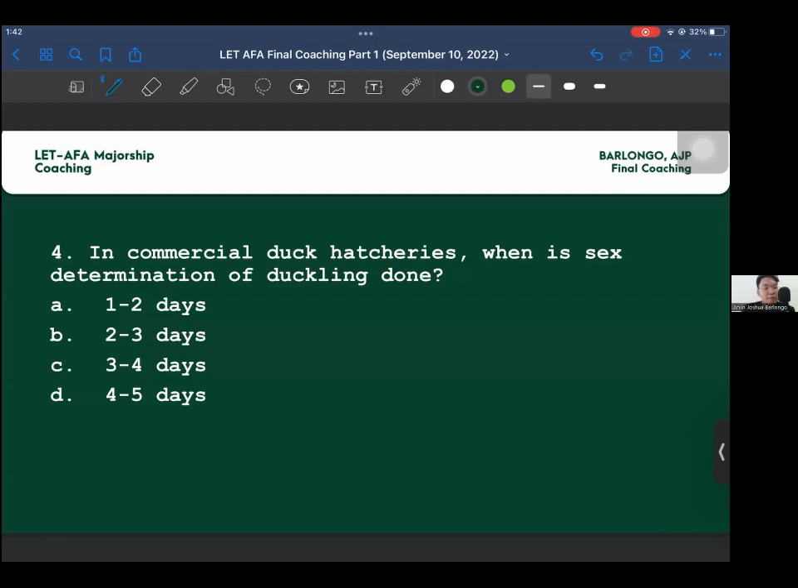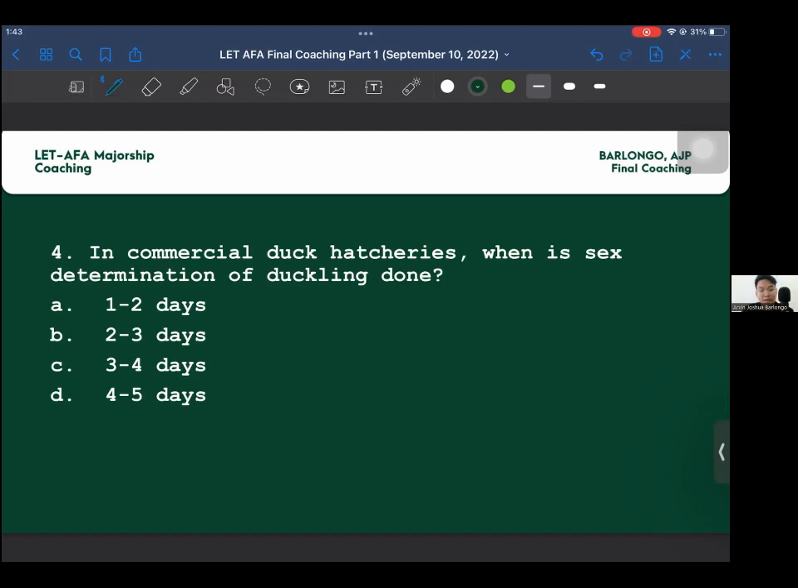Okay, so let's go to number 4. So if you remember, meron akong sinend sa GC dati, di ba? PDF on duck production here in the Philippines and also sa milkfish, yung sa bangus natin. So, here in commercial duck hatcheries, when is sex determination of ducklings done? A, 1 to 2 days, 2 to 3 days, 3 to 4 days, or 4 to 5 days.